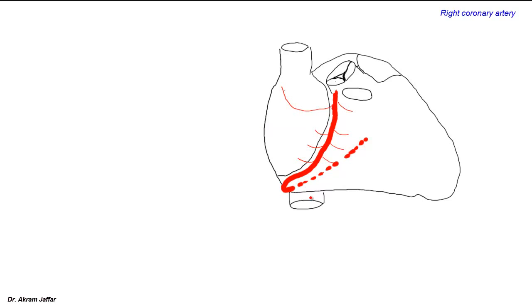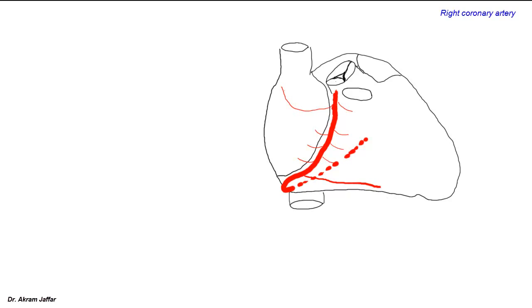Close to the inferior margin of the heart, what is called the acute margin of the heart, the right coronary artery provides a marginal branch, which is called acute marginal branch or right marginal branch. This marginal branch passes parallel to the inferior border of the heart, supplies the right ventricle. In fact, it is a long ventricular branch that supplies the right ventricle, but it does not reach the apex of the heart.